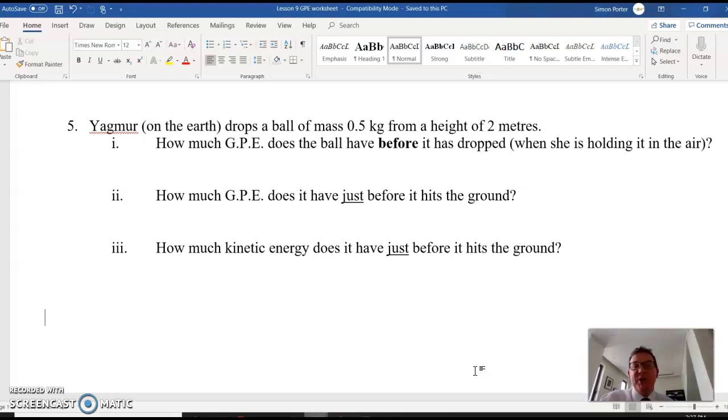And then it says, how much kinetic energy does it have just before it hits the ground? So I want you to think about the energy changes there. You don't have to do any more calculating. Okay, that's it. Tomorrow I'll remind you of this, and then we're going to look at kinetic energy and how we can calculate that.